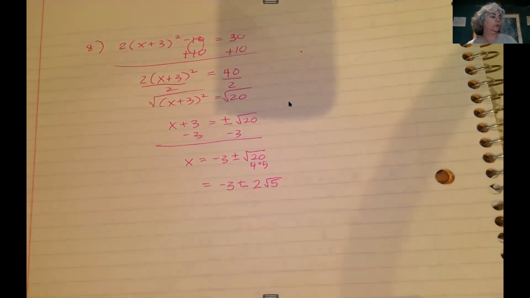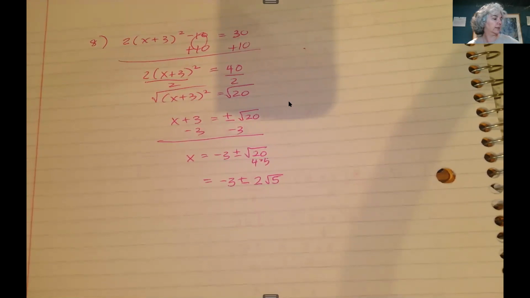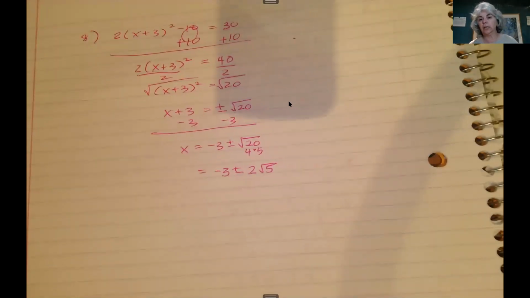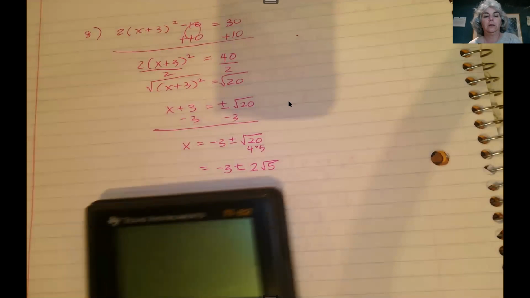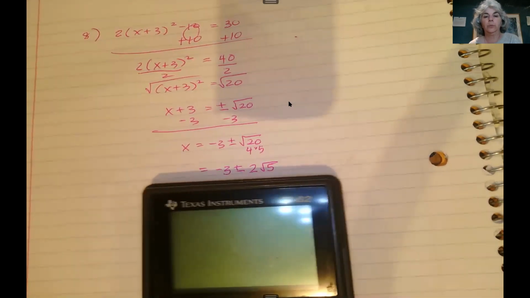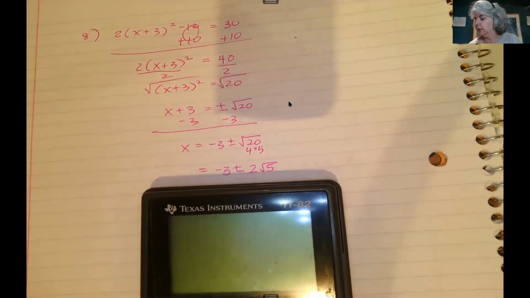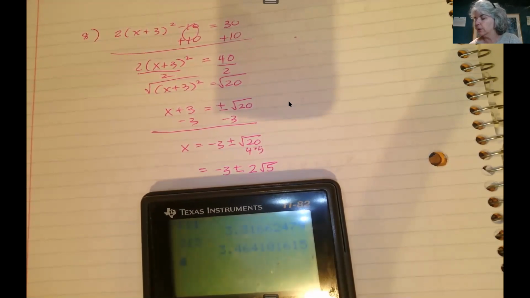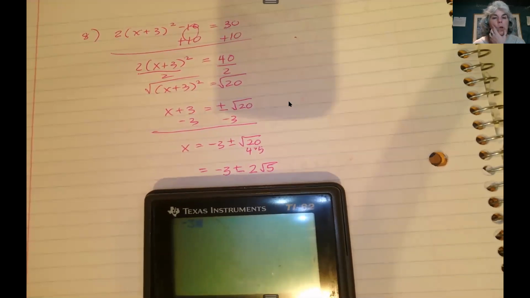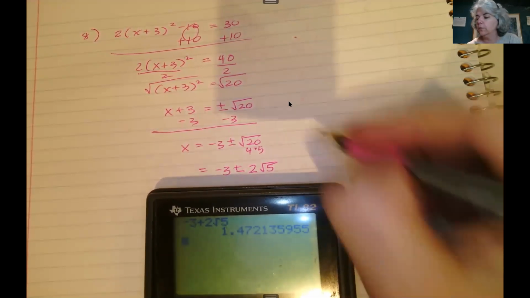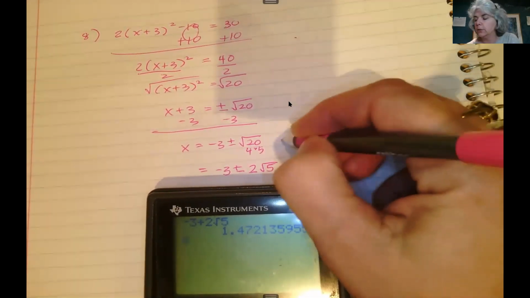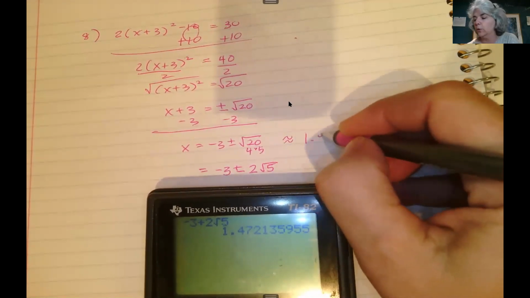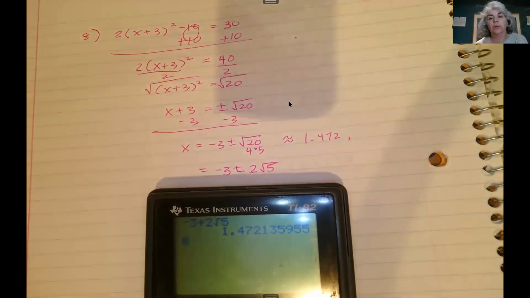If I want to figure out what that is as a decimal, I'm going to do this on the calculator so you can see. All right, so we're going to put into the calculator negative 3 plus 2 times the square root of 5, and you get one of the decimal approximations. I'm going to say approximately 1.472. That's one of the answers.